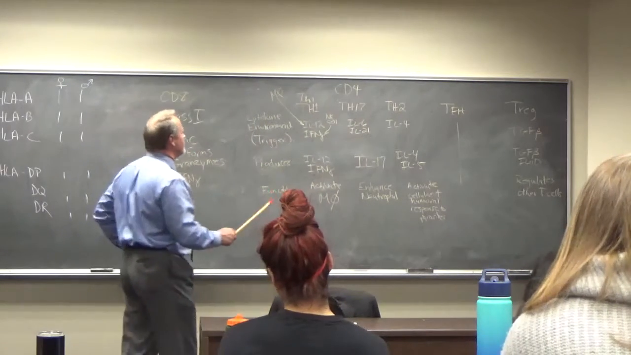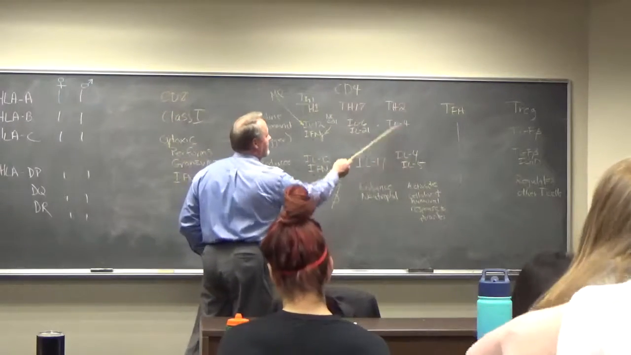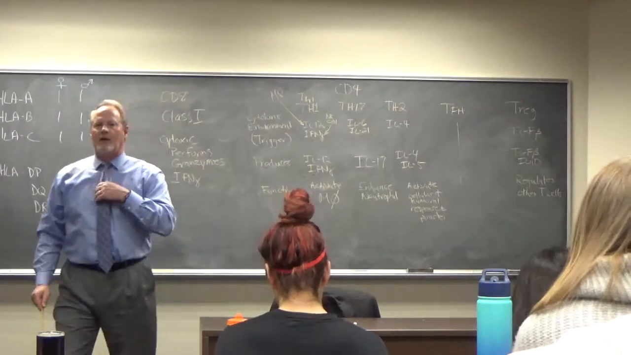Those are the main ones I want you to know: T helper 1 cells, T helper 17, T helper 2, and T reg cells.